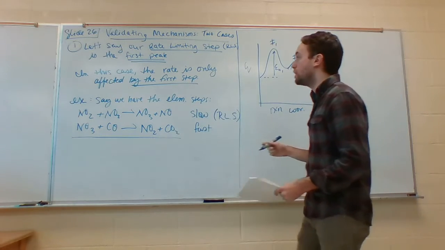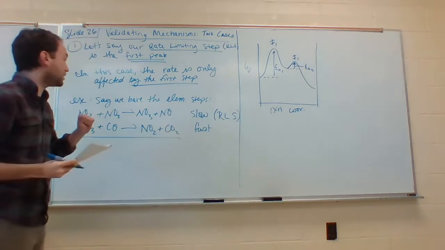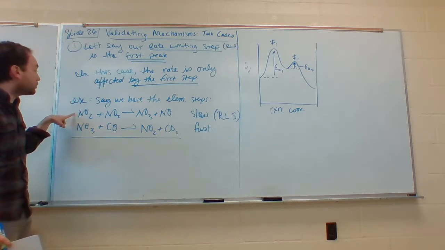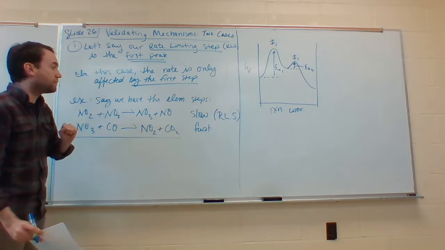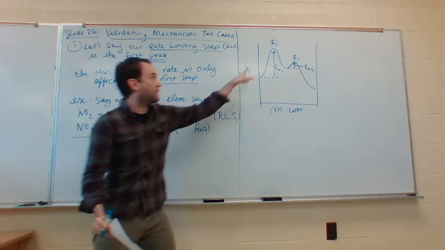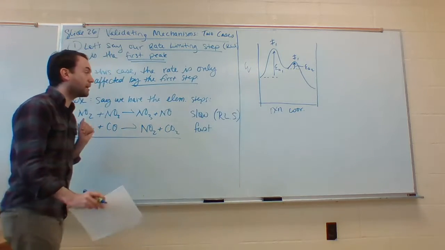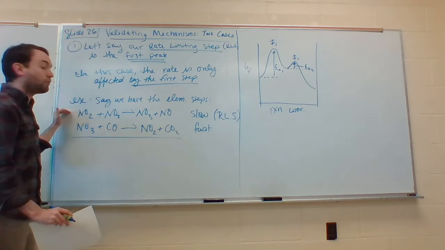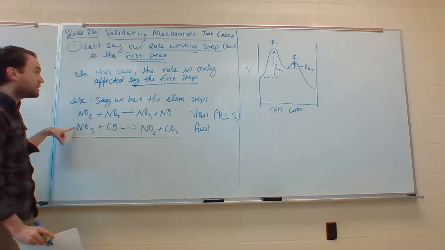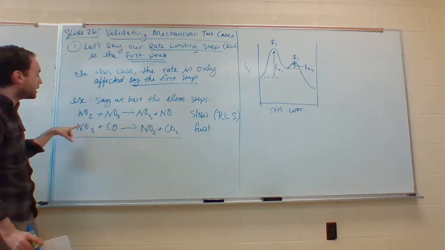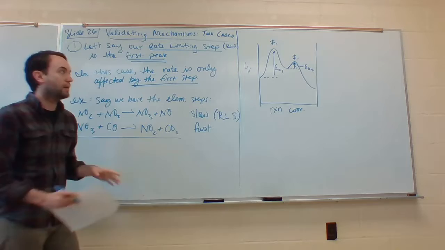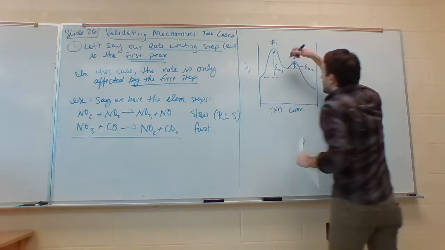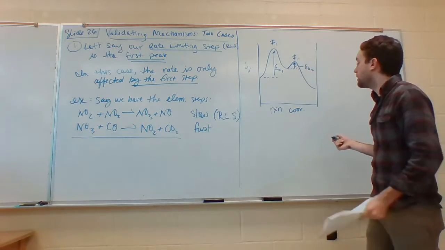of your reaction. So let's say that we have the two elementary steps of NO2 plus NO2 gives us NO3 and NO. That would be our slow peak in this process, because that's our first reaction. Again, that would be our rate limiting step. And then our second process is NO3 plus CO goes to NO2 plus CO2. And of course, since we're going downhill, it is our fast process.